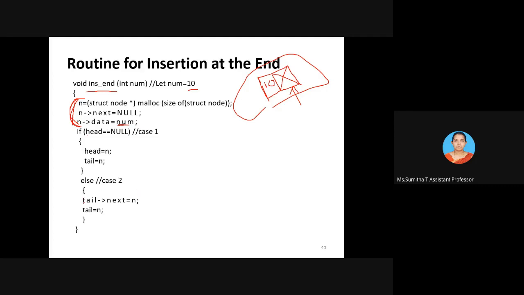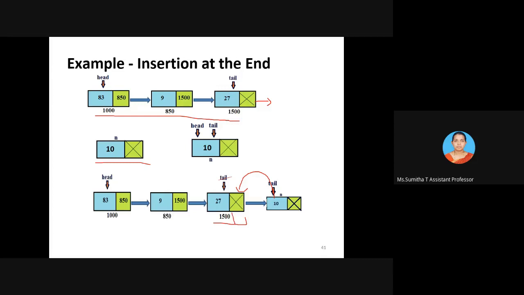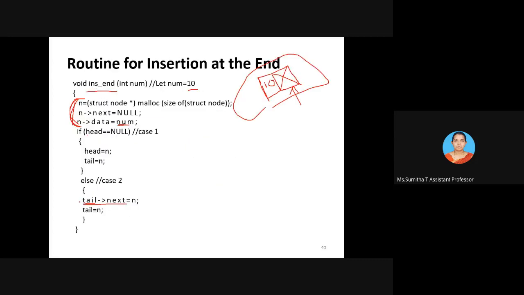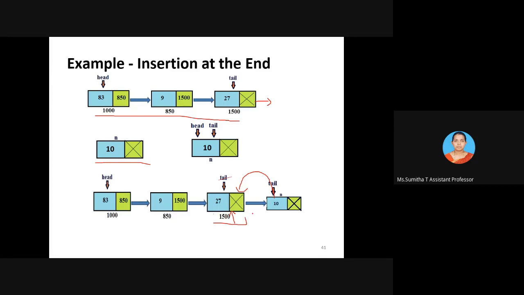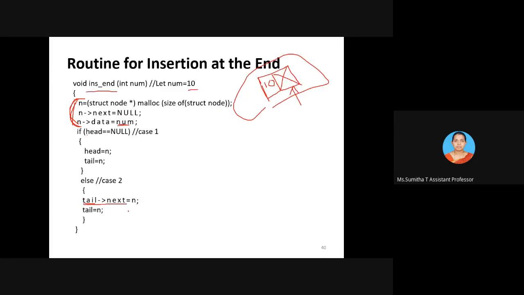So what is the procedure? Find out the tail node and find out its address field, I mean the next field of the tail node. This is the pointer here, denoted by tail arrow operator next, meaning the next field of the tail node. This is the tail node, and this is the next field of the tail node. So N value is assigned to the next field of the tail node.